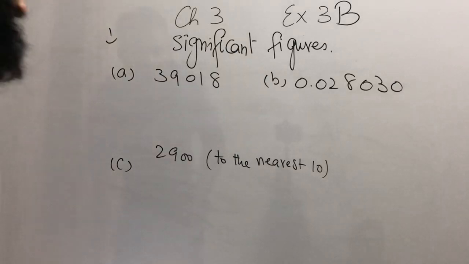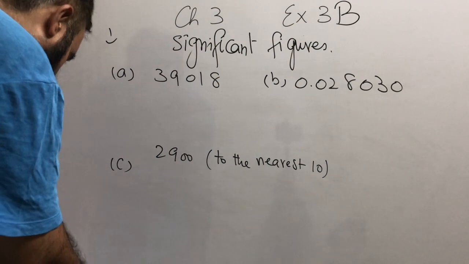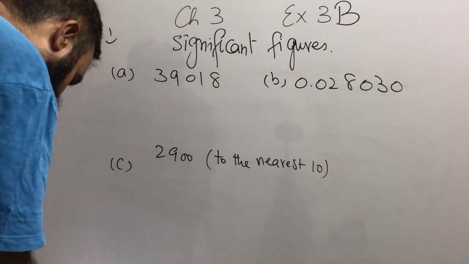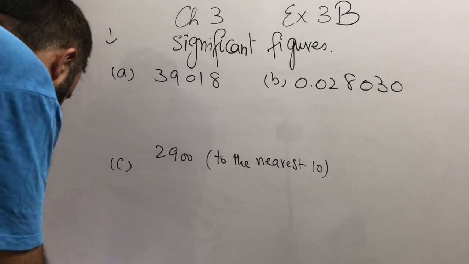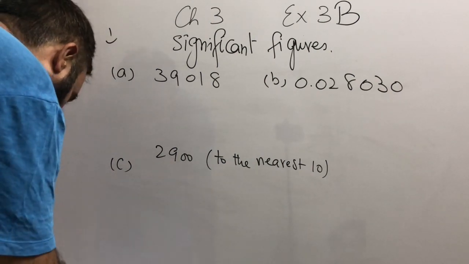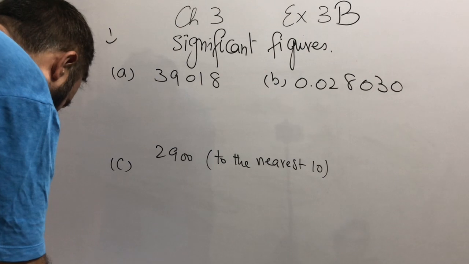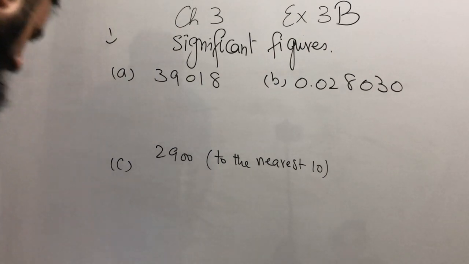Bismillahirrahmanirrahim. Now I will be doing exercise 3B. This is chapter number 3. We are doing mathematics for grade 7. This is the new syllabus mathematics for Oxford, 7th edition. So we are on page number 70.